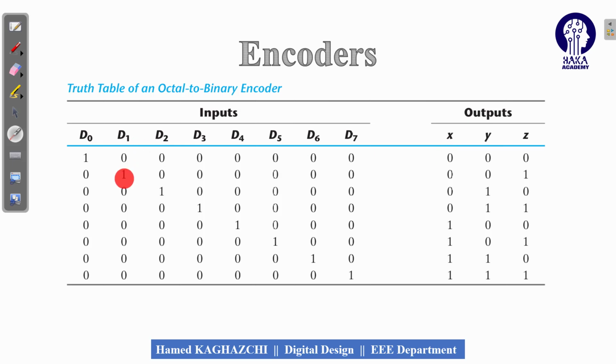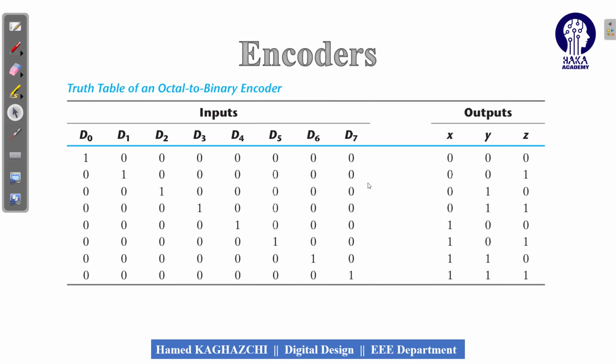When D1 is 1, the output is 1. When D2 is 1, the output is 2. Similarly, up to the end, we can find the output of the encoder. By looking at the input, which input is on, the corresponding number has to be represented in the output of the encoder.